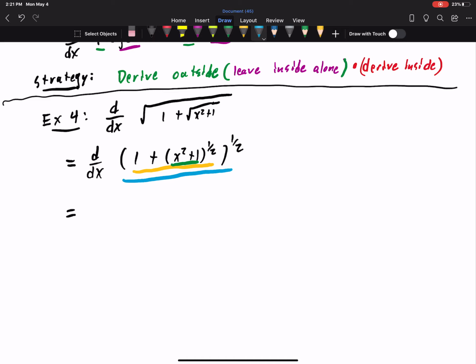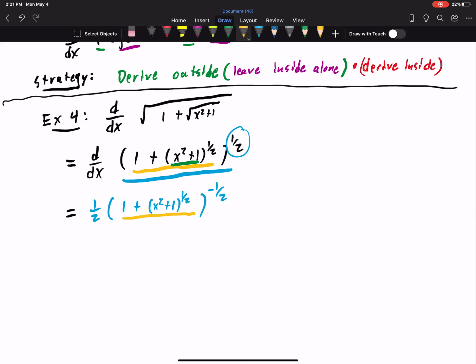So how do we handle this? We take this 1/2 and we move it down in front. And we'll just copy paste the original inside, but we have to subtract 1 from the exponent. That's all we did there. Copy paste everything you see on the inside here. Nothing changes. So that's the derivative of the outside function. Now we need to multiply by the derivative of this inside function here.